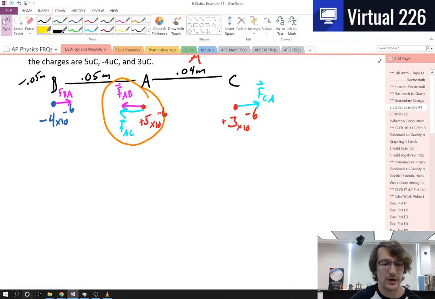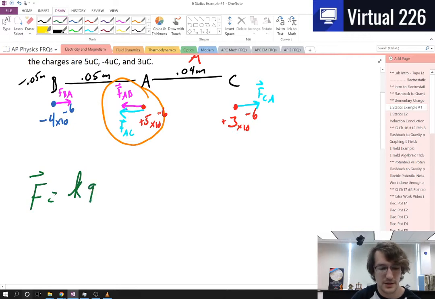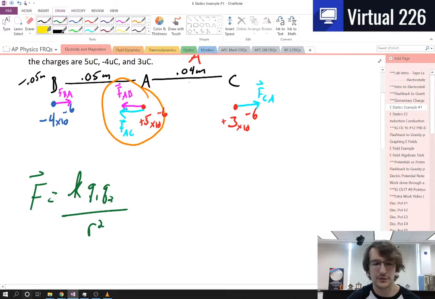Now to do this for Coulomb's law, we note Coulomb's law is F equals K, the Coulomb constant, 9 times 10 to the 9th, and then Q1, Q2 over R squared. Where in this case, Q1 and Q2 would be like A and B for the first force, and then A and C for the second force. If we wanted to see the force between B and C, we would just use charge B and C with the corresponding distances for R.